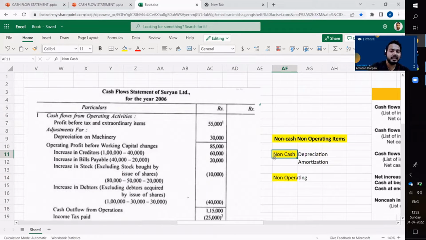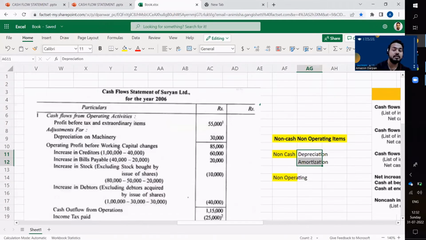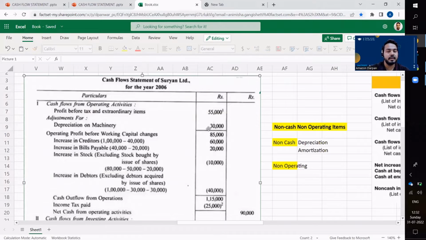Now we have to look at non-cash items, like depreciation or amortization. We'll quickly go through the question and find if there is any depreciation charge. So we see this point: depreciation charged on machinery was 30,000. So you quickly write down that depreciation amount of 30,000 here, because it has reduced your profit before. Now you are adding it back to your profit. This is 85,000, and the figure which we will call is the operating profit before working capital changes.